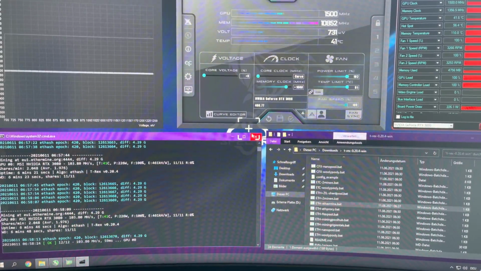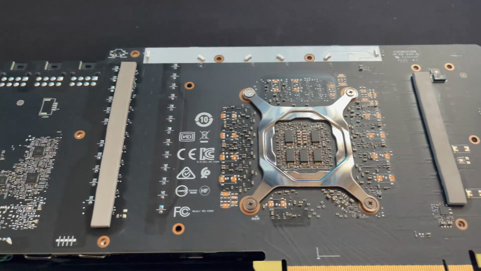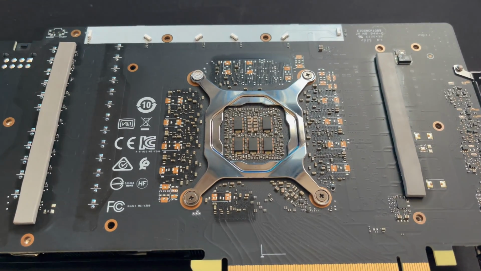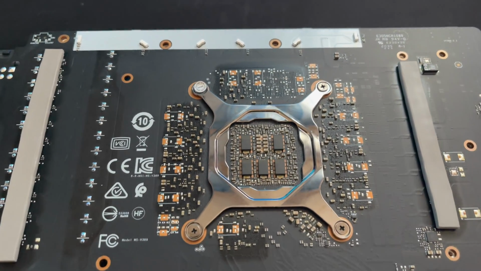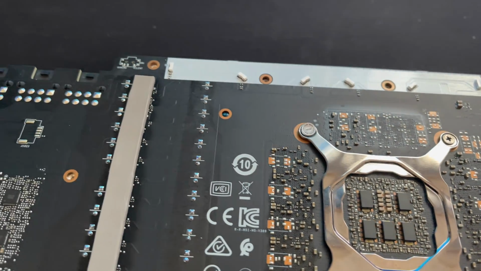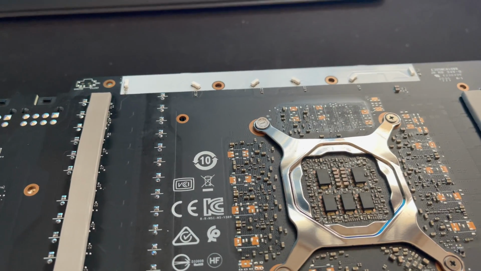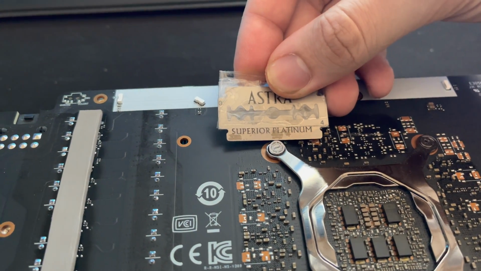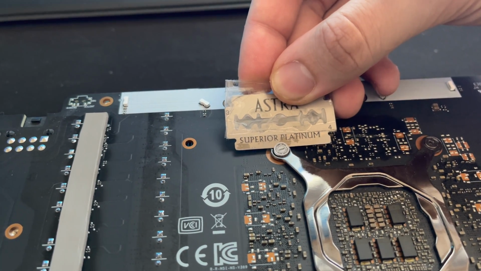See you in a few seconds when I take the card apart. Right, this is how the card looks with the detached backplate. There are also thermal pads on the back side of the card. You can see the little warranty seal that we will now remove. There is meanwhile the well-known razor blade, and now we just try to get underneath the sticker.